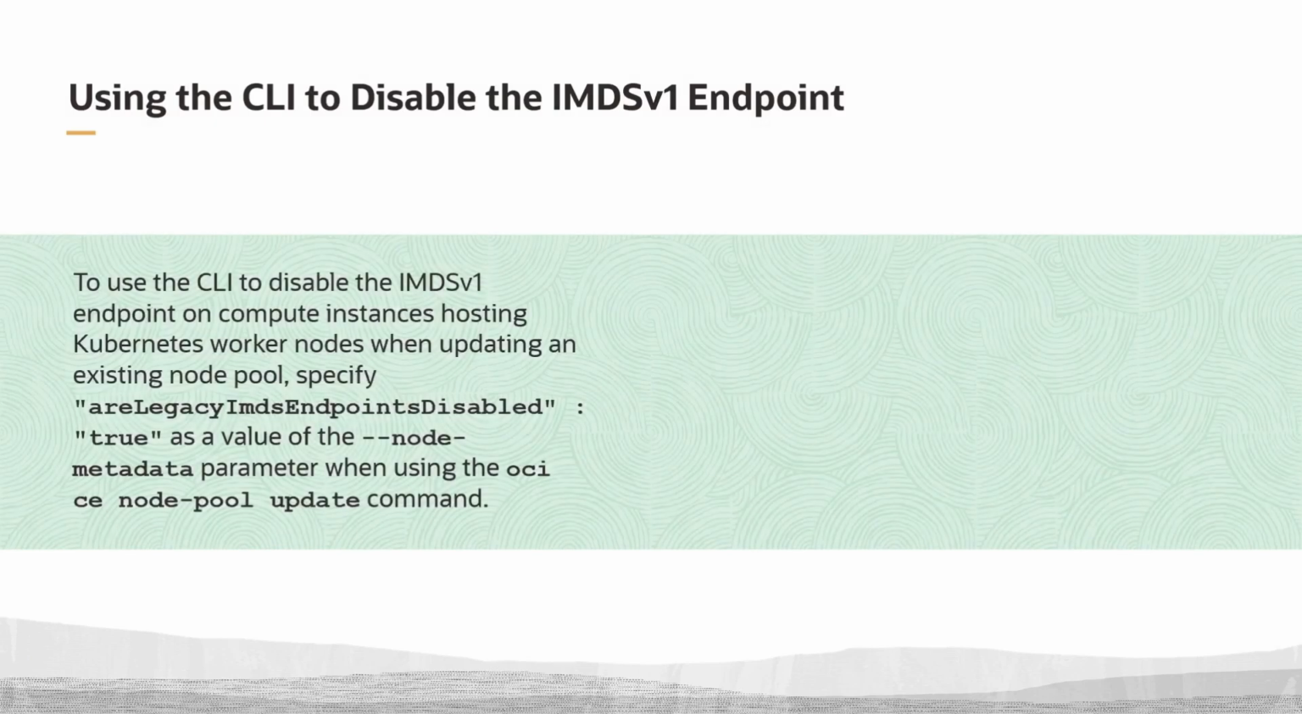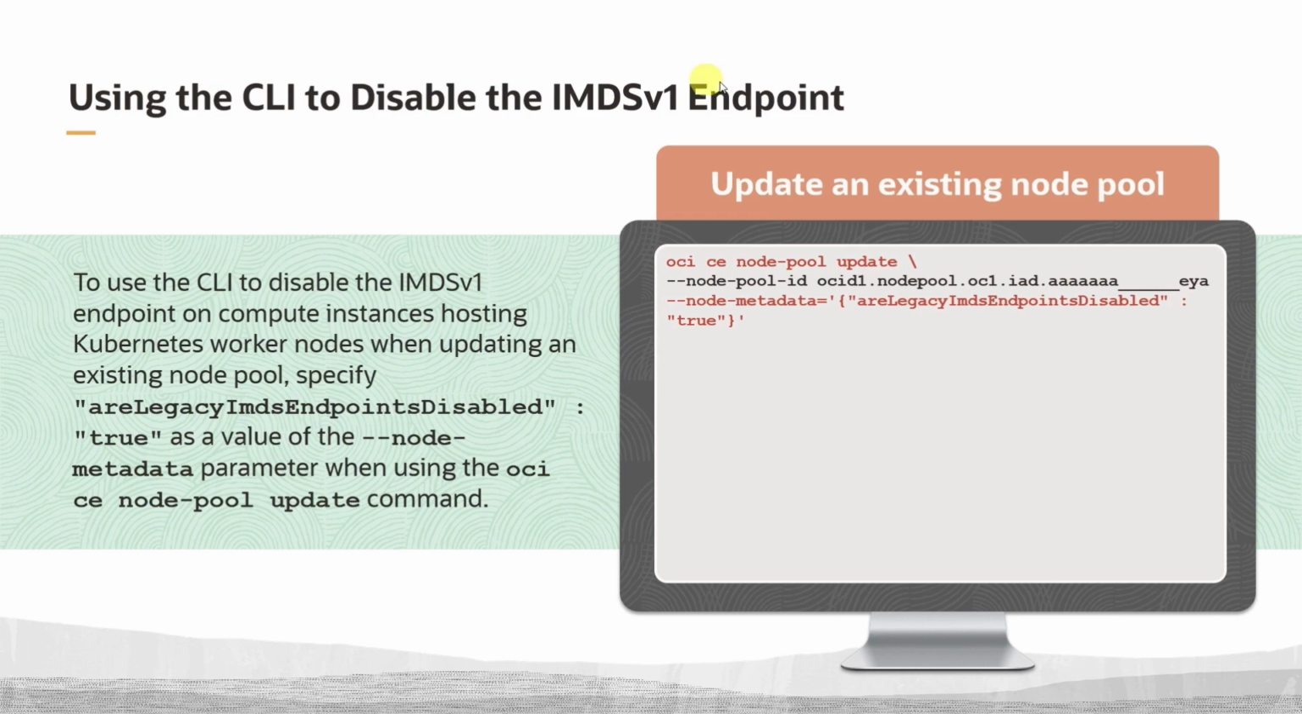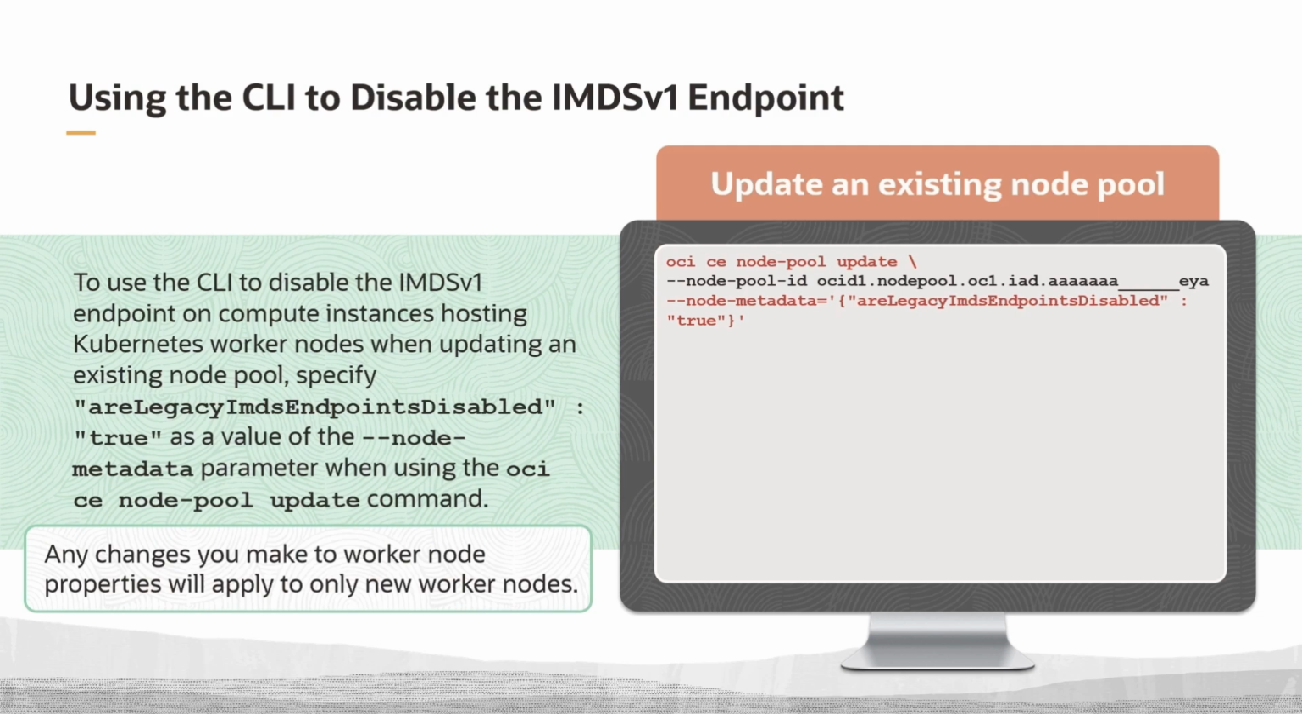When it comes to updating an existing node pool through the CLI, we utilize the OCI CE node pool update command and pay attention to the node-metadata parameter where we specify our legacy IMDS endpoints disabled with the value true. It's crucial to note that this action does not retroactively apply to compute instances already hosting existing managed nodes. The IMDS v1 endpoints on these instances remain enabled.